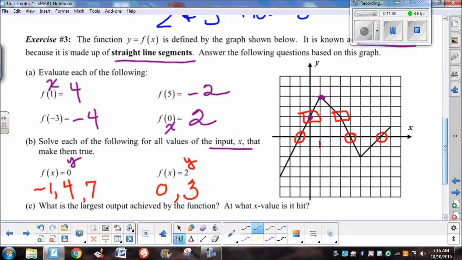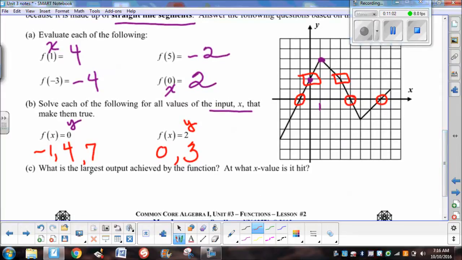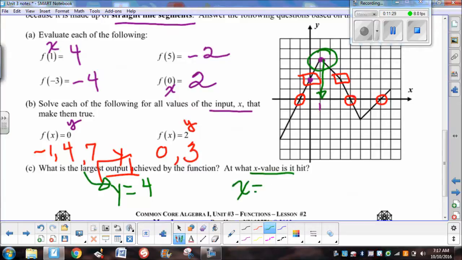Okay. The last question, what is the largest output? Okay, meaning the y value. What's the largest y value achieved by the function? So what's the highest point on here? The highest point is right there, and that y value is 4. Okay, that's our largest output in this function. At what x value is it hit? So what's the corresponding x value that goes with that? Right there, and it's x equals 1.